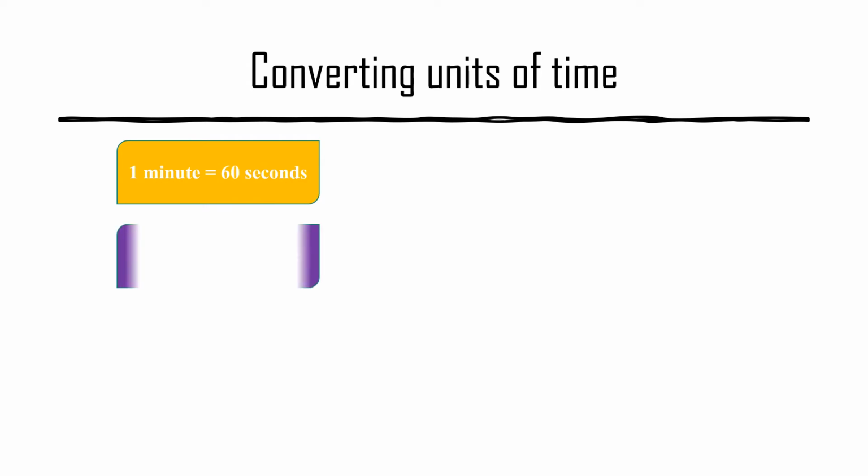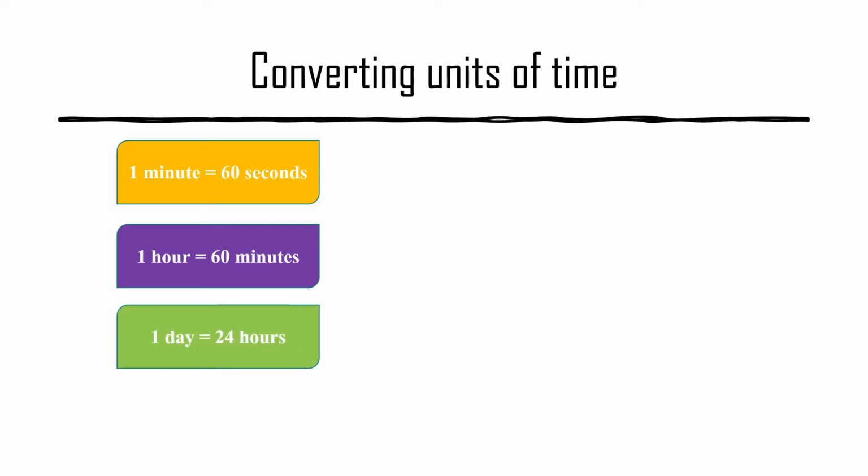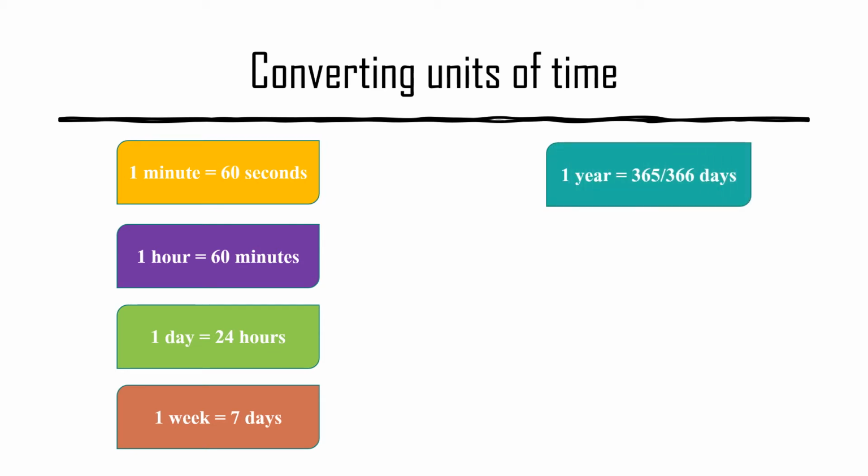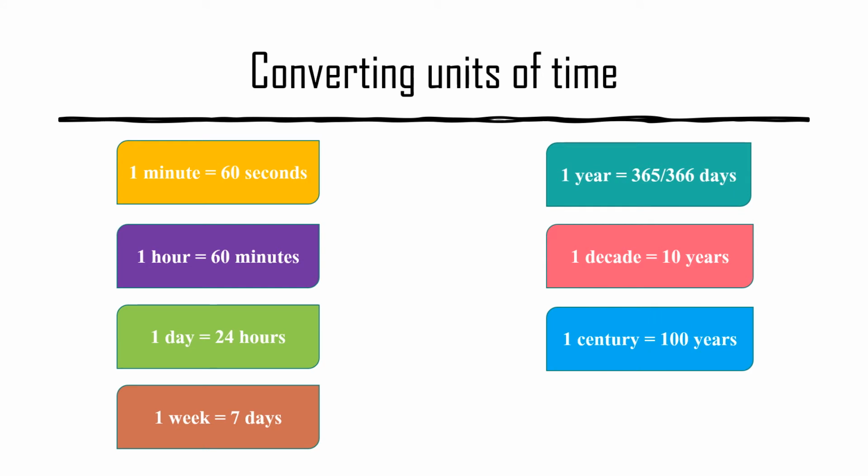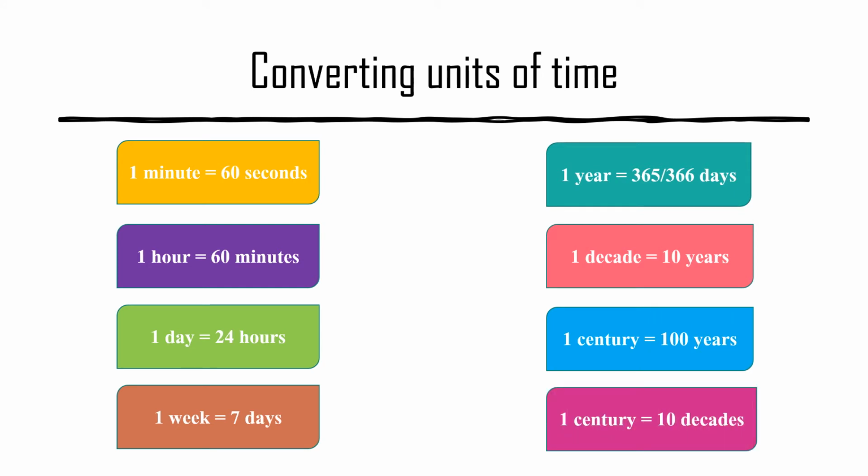Converting units of time. 1 minute equals 60 seconds. 1 hour equals 60 minutes. 1 day equals 24 hours. 1 week equals 7 days. 1 year equals 365 or 366 days. 1 decade equals 10 years. 1 century equals 100 years. And 1 century also equals 10 decades.